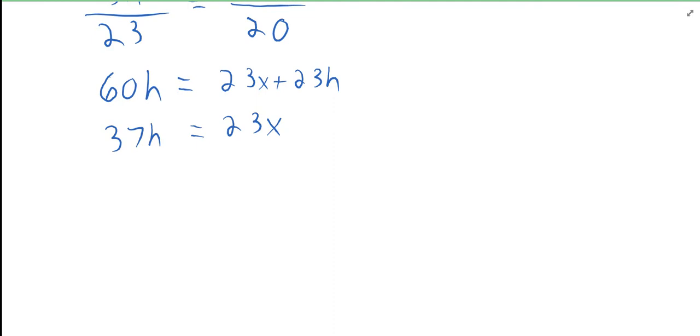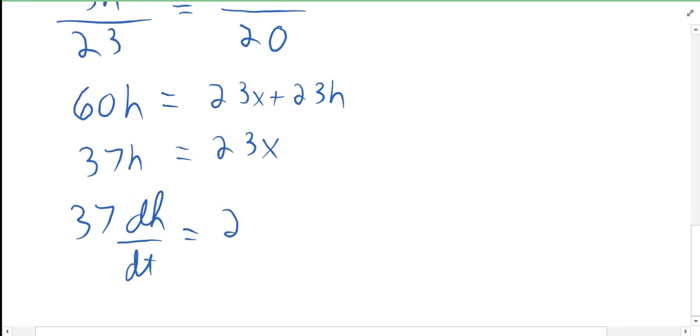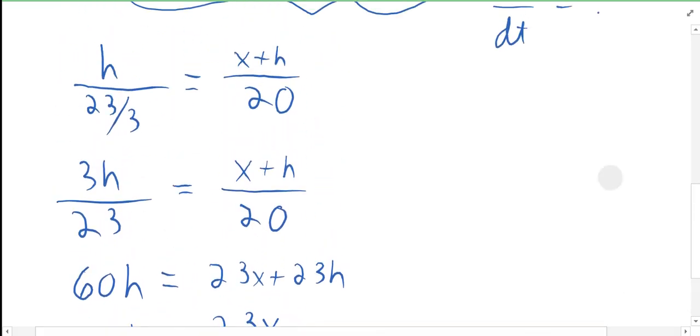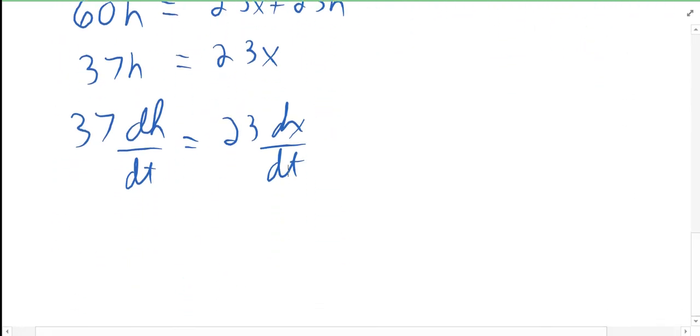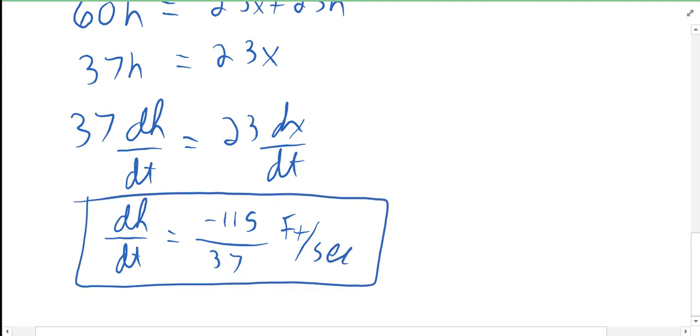When you derive the left side, you just get 37 dh/dt, and that's going to equal 23 dx/dt. It turns out h and x both just go away. It doesn't even matter what they are. We knew dx/dt from the beginning was -5, so we're basically done. For dh/dt, we plug in -5, and -5 times 23 is -115. Then you divide that by 37, and that's in feet per second. So that's how fast the shadow on the ground is shrinking. Woohoo!